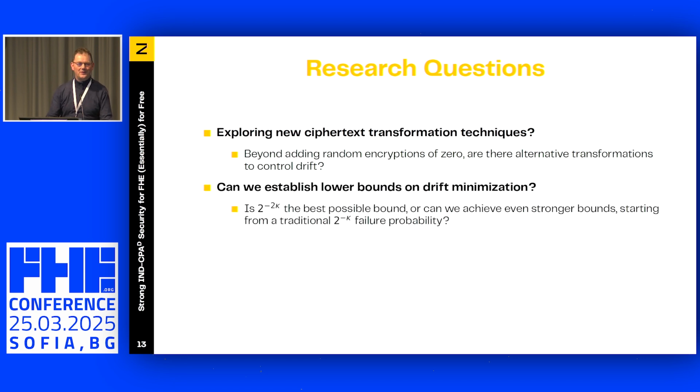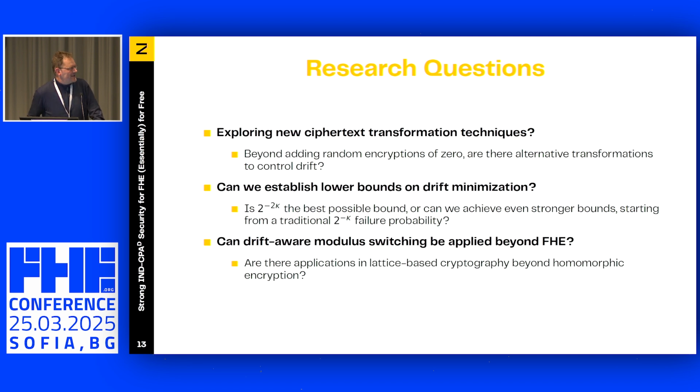Another question: what you observed is that if we start with a failure probability of 2 to the minus kappa, we end up with a failure probability of 2 to the minus 2 times kappa. Is that an optimal bound, or is there a better solution? We don't know. And a last question: now that we have that technique, which is pretty generic, can we apply it beyond FHE? It would be nice to find more applications now that we have that new trick.